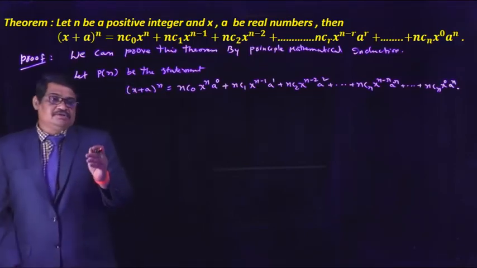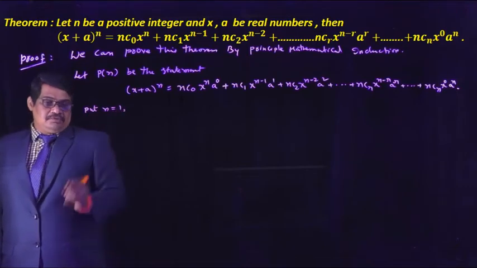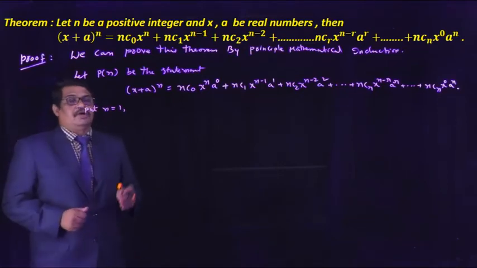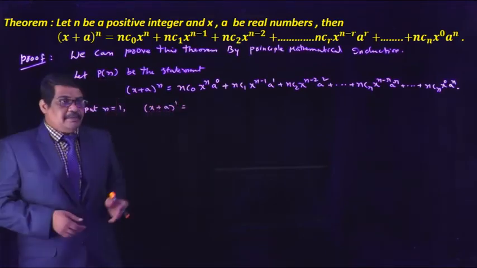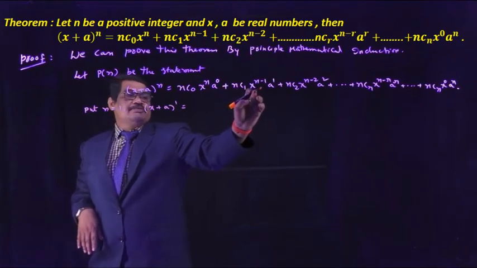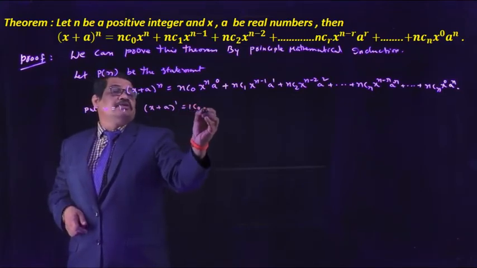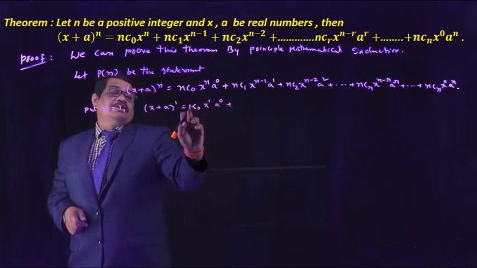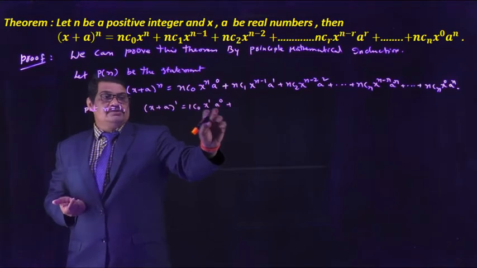In the first step, we put n equal to 1. We are proving the statement is true for n equal to 1. So put n equal to 1. Then the statement is (x + a)^1, which can be written in the form nC0 x^n a^0 + nC1 x^(n-1) a^1. Here n is 1, so 1C0 x^1 a^0. This is nothing but 1C0, that is 1, x^1 that is x, a^0 that is 1.